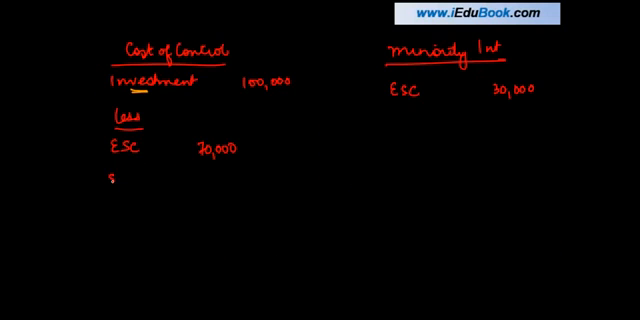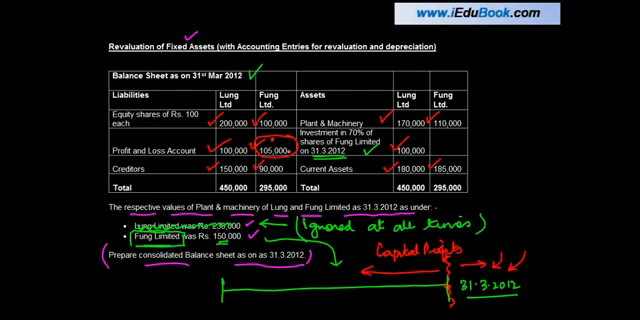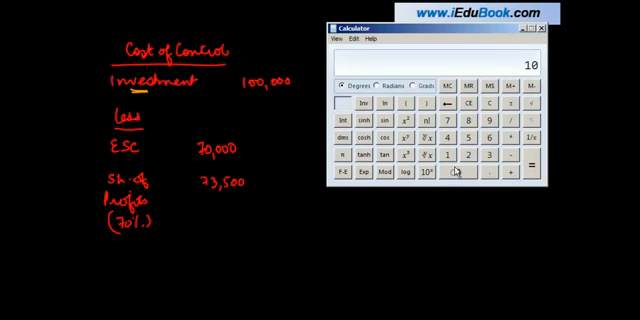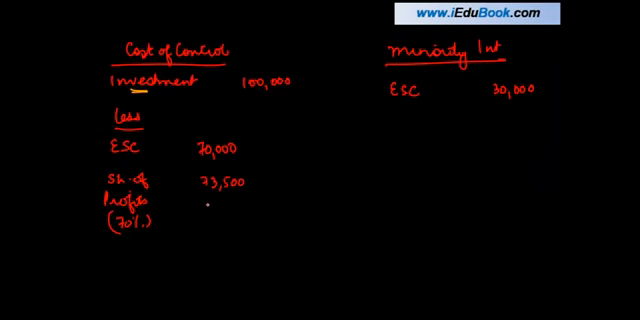1,05,000. So share of profit. 1,05,000 is the total profit, out of which we own 70%. So 70% of 1,05,000 will give you 73,500. Let's just recheck it. 105,000 into 0.7 is 73,500. Minus 105,000, 31,500. So 31,500 belongs to the minority.